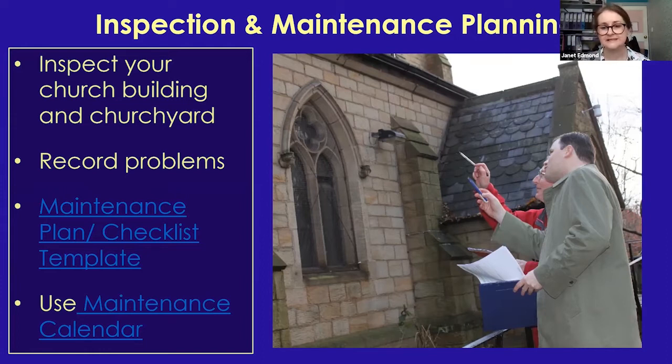And if you're not sure where to start in terms of inspecting your building, what areas to look at, you can have a look at this maintenance plan checklist template, which is in the blue link here. This is a maintenance template that has been developed quite recently by the National Churches Trust, Historic England, Society for the Protection of Ancient Buildings. They've all come together to produce this checklist. And if you go to that link, you can go to the website and you can download that document.